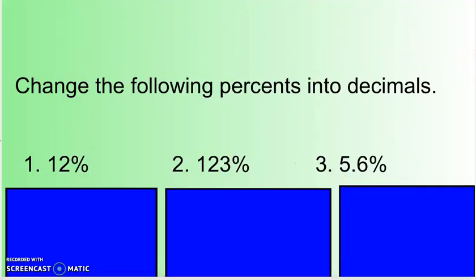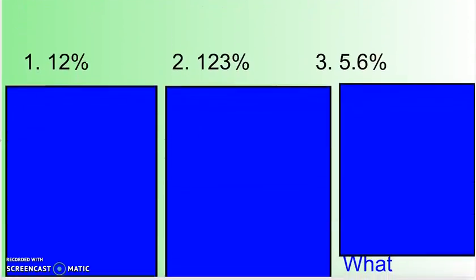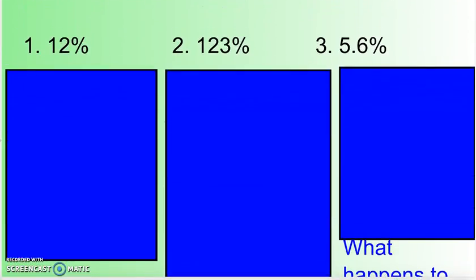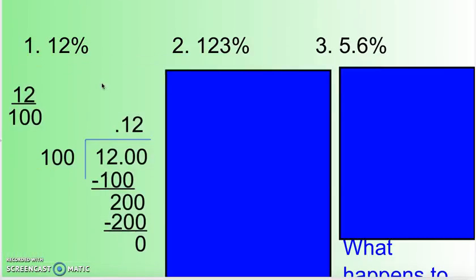So 12%. What fraction would you get when you have 12%? 12% of the squares are shaded. What fraction is that? And then from that point, can you set up a division problem and figure out what is the decimal of 12%? Well, here's 12 shaded out of 100.